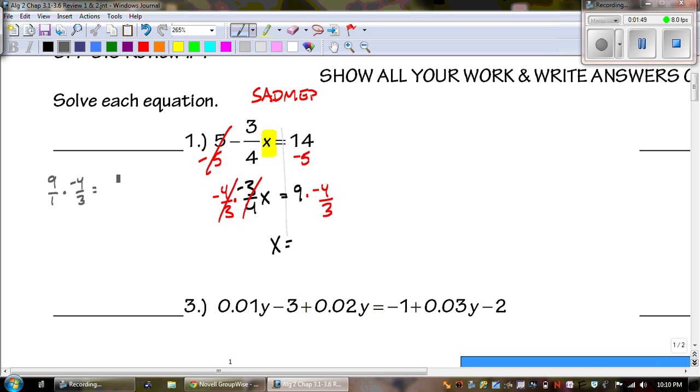I'm just going to multiply straight across and get negative 36, because 9 times 4 is 36, 1 times 3 is 3. And then I'm going to divide that. Negative 36 divided by 3 gives me a negative 12. So I know that x equals a negative 12. And just like the directions say, I'm going to write my final answer on the line.